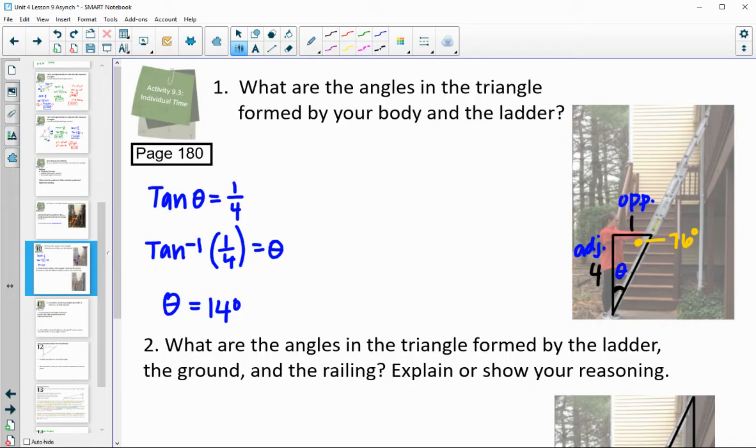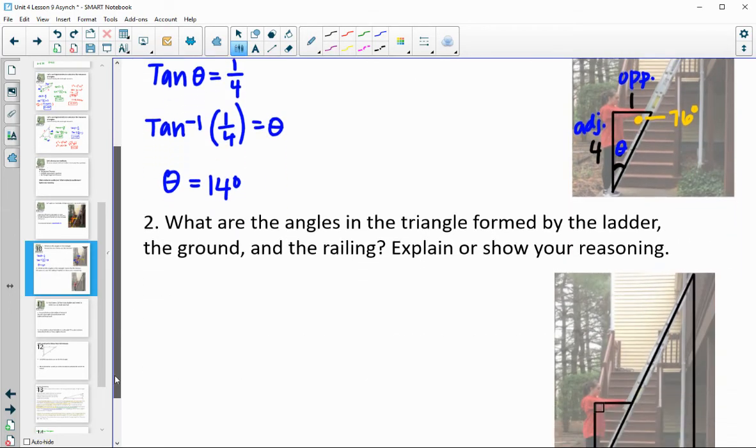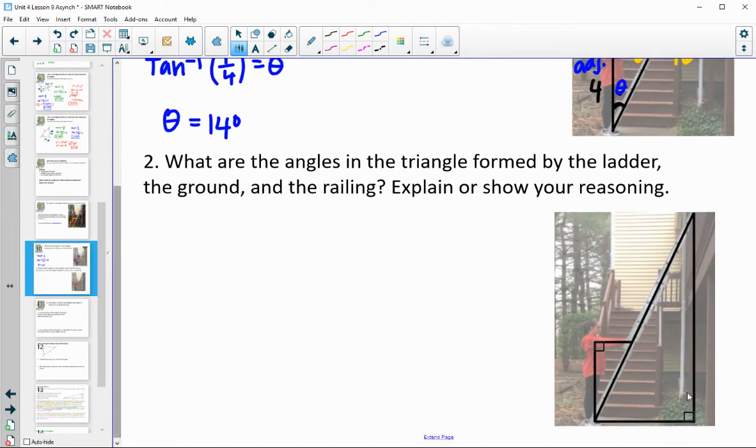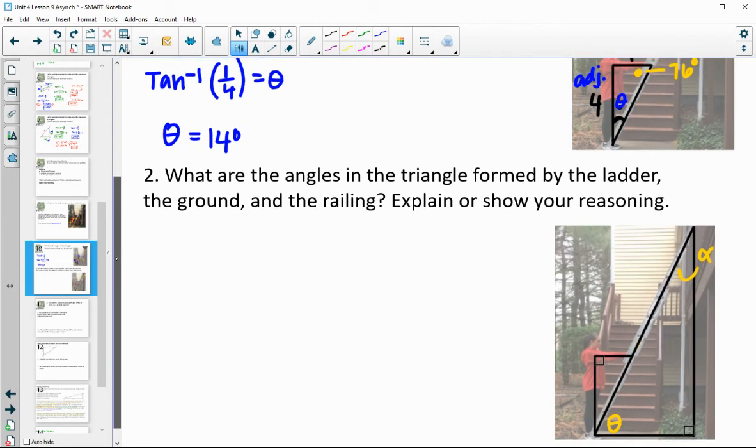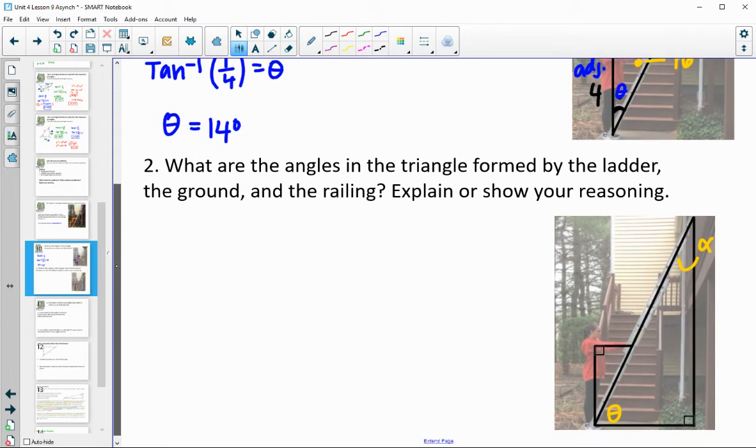So another question that you might have come up with is, what are the angles in the triangle formed by the ladder and the ground? Okay, or the ladder and these railings up top here. So what are these angles? So what is this one? And maybe what is this one formed at the top here? And I'm just going to call that one alpha, another Greek letter. So think about what those are. How could we figure it out?